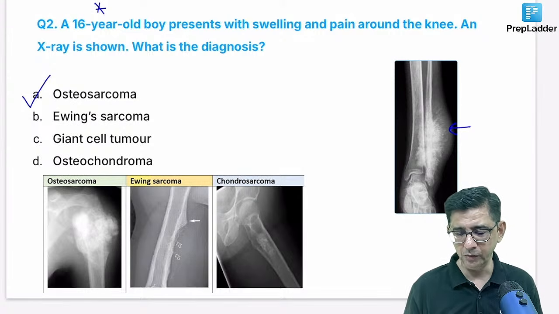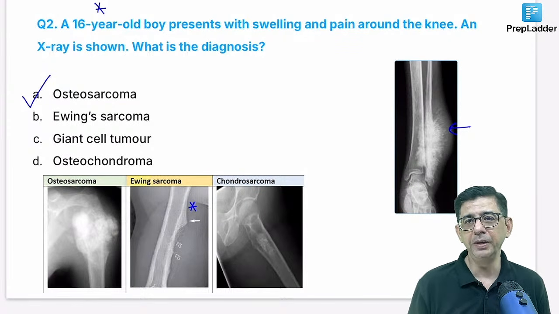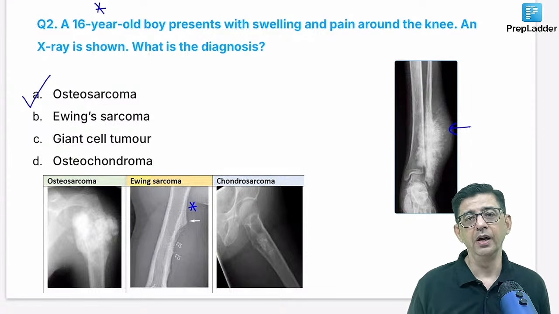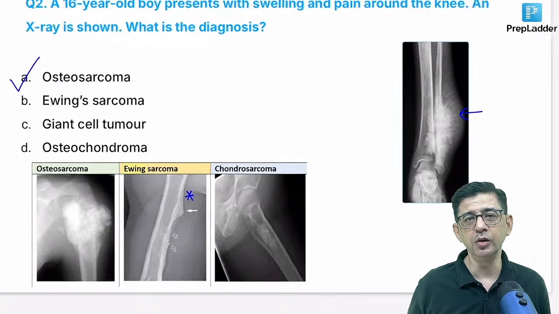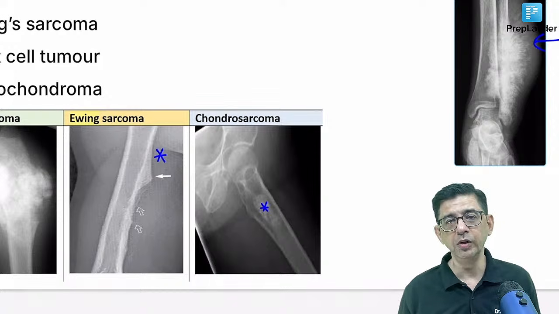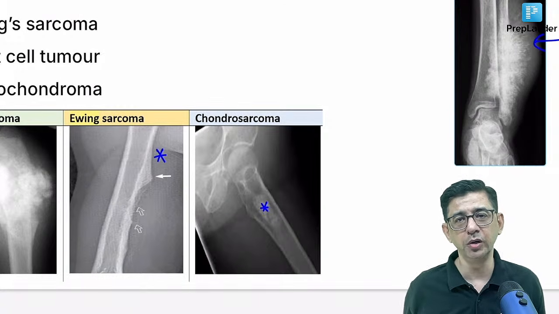For Ewing sarcoma, it would be a diaphyseal tumor where the periosteal reaction and the onion peel appearance would be present, though you can't pick up an onion peel very well, but still the diaphyseal tumor would make it easier. And then you can also see another tumor with a cotton wool appearance in the bone. Had I given you an X-ray with a cotton wool appearance in the bone, you would have answered this as a chondrosarcoma.